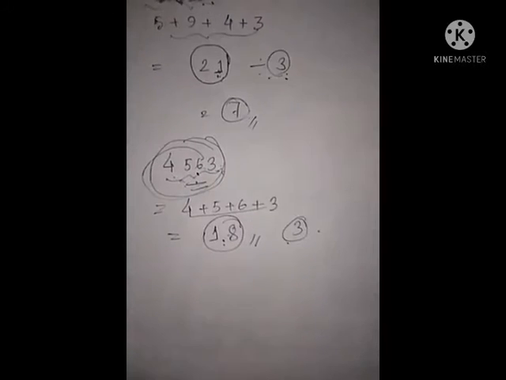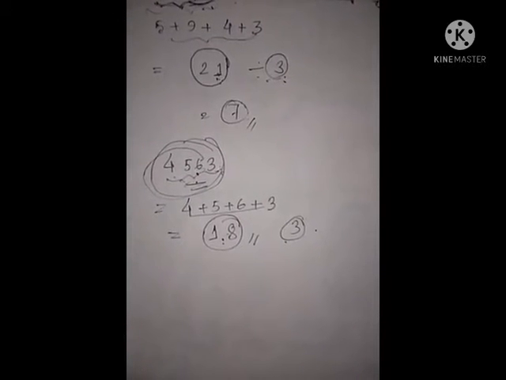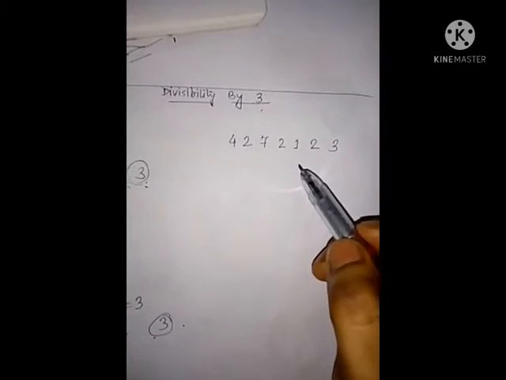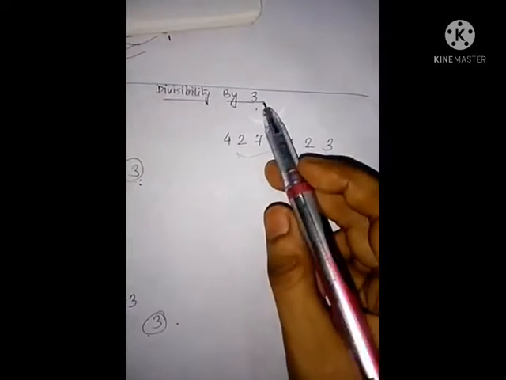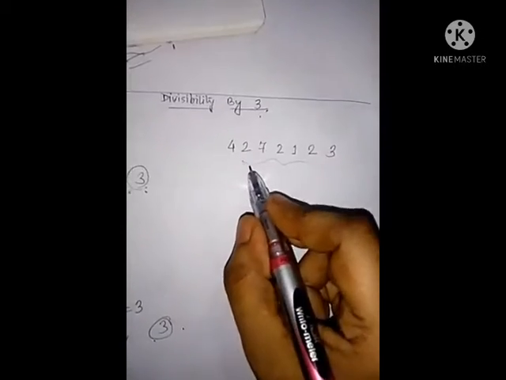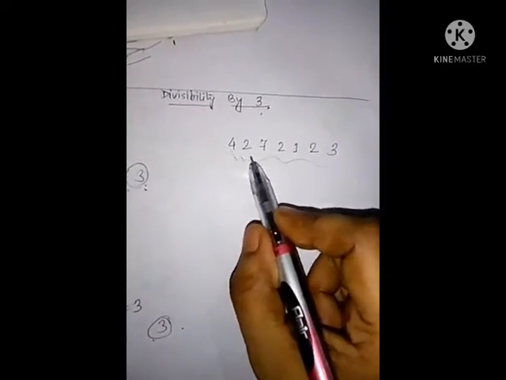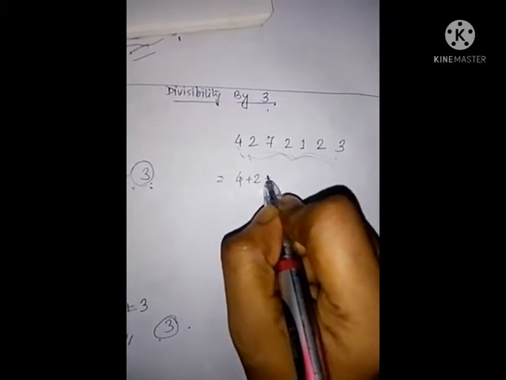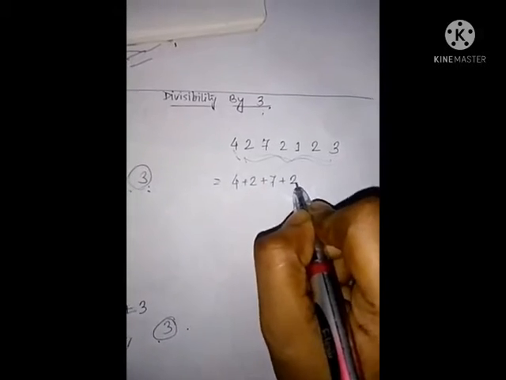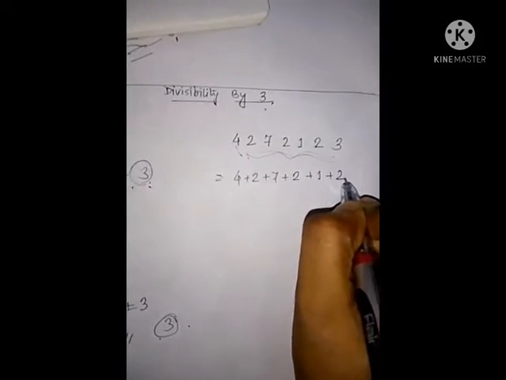Again, we are going to take another example for better understanding. This is another example. We have to check whether this number is divisible by 3 or not. What should we do? We have to first add all the digits in this number. 4 plus 2 plus 7 plus 2 plus 1 plus 2 plus 3.